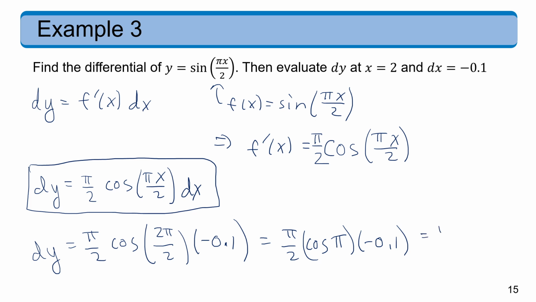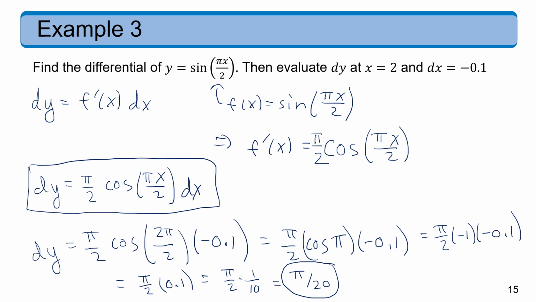So we get pi over 2 times negative 1 times negative 0.1. The two negatives become positive, so we have pi over 2 times 0.1. You could leave it like that, but maybe to look a little nicer, we could write 0.1 as 1/10. So we have pi over 2 times 1/10, and then that could be written as pi over 20.